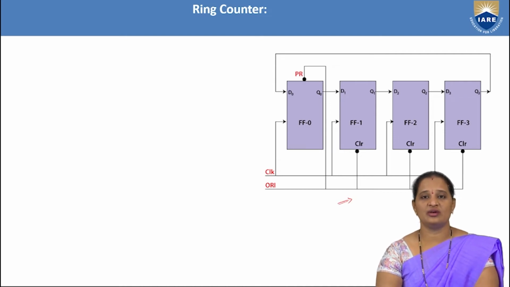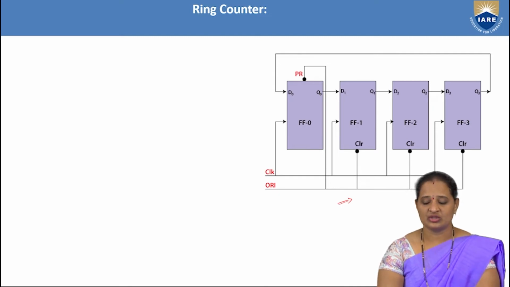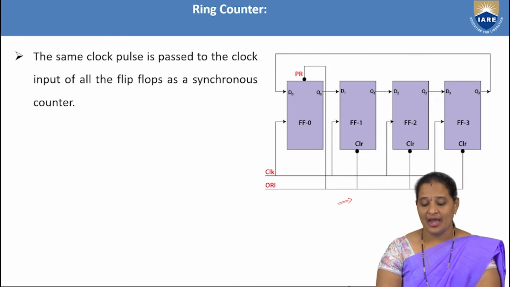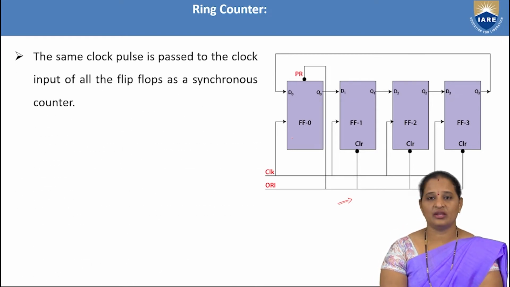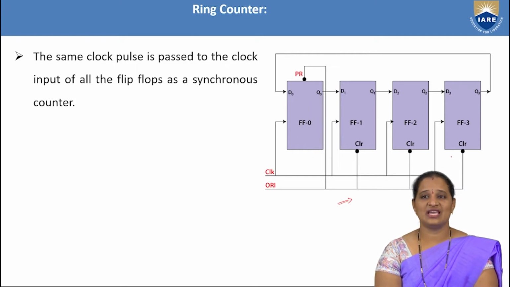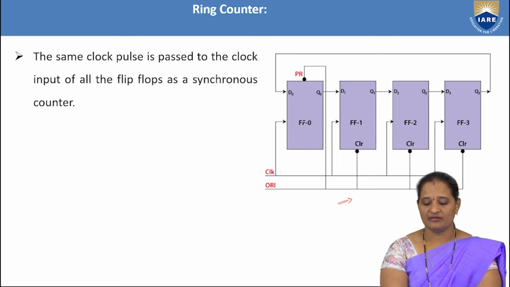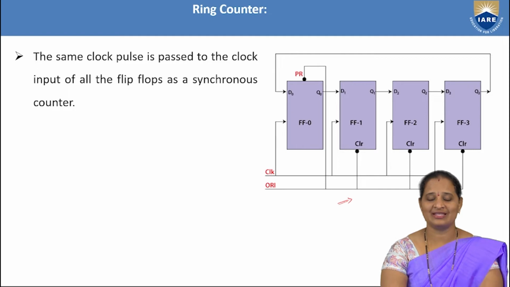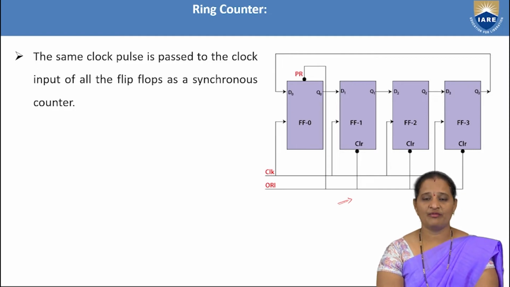In it, I am using 4 flip-flops, and the flip-flops are of type D. So we are using 4 D-type flip-flops here. If you look at the circuit, all the flip-flops are applied with the same clock pulse, and hence this circuit is said to be a synchronous counter. That means all the flip-flops are operating on the same clock.